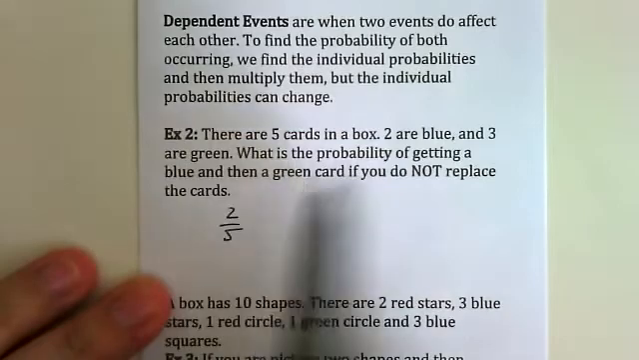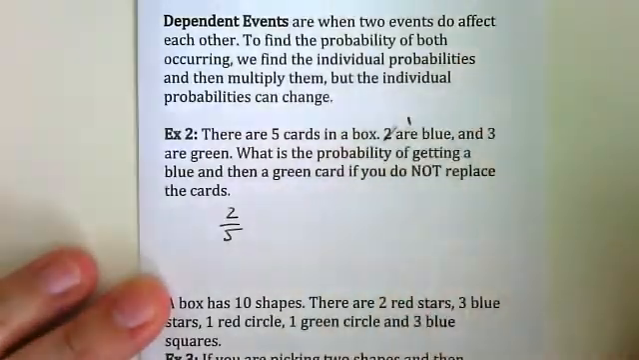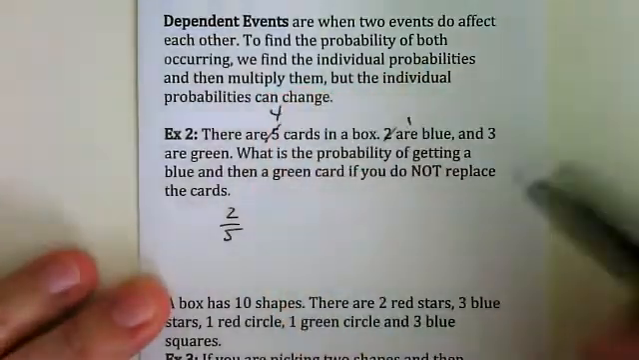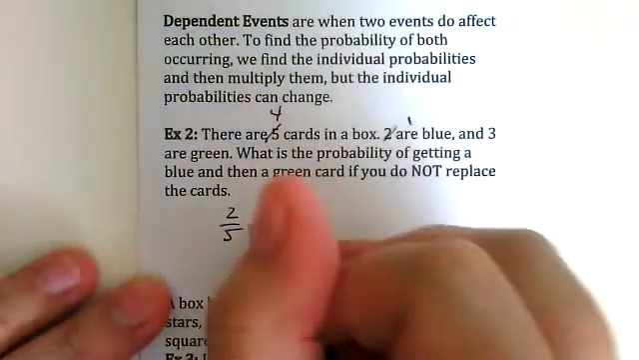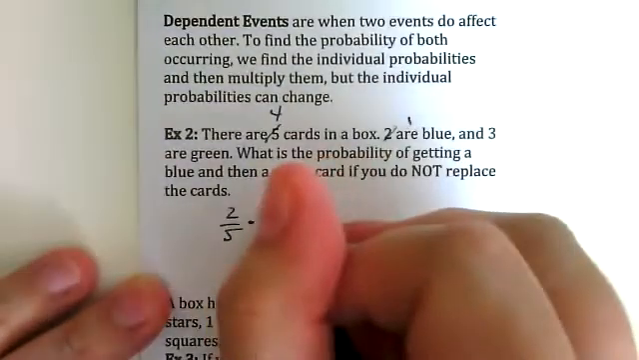Now I need the green card. So if I pulled out a blue, now the blue is going to be at 1 because I took one away. The total is going to be at 4 because there's a card that's gone now. So for this second one, I'm looking for green. So my green is going to be 3 out of 4.